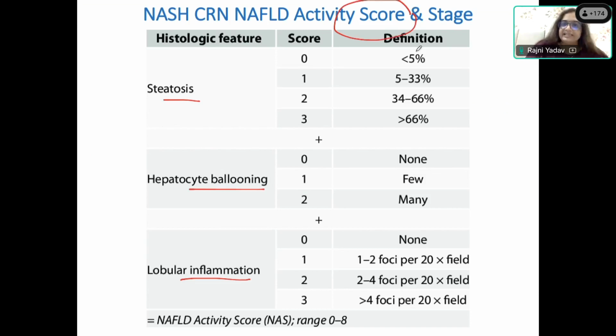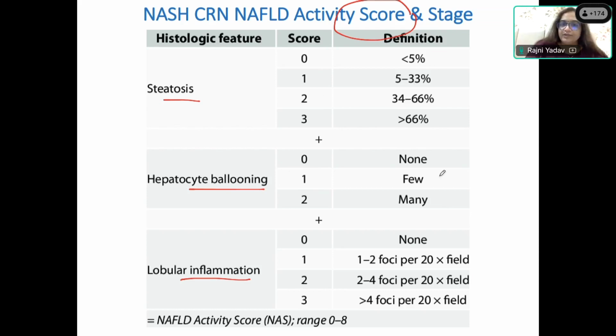If the fat is less than 5%, that's non-pathological. Up to 33, that is 1/3. This is of the total biopsy area. Total biopsy area, you take it like 100. And then you see, if it is involving 1/3 portion, that's score 1. If it is involving 2/3, it's 2. If more than that, it becomes 3.